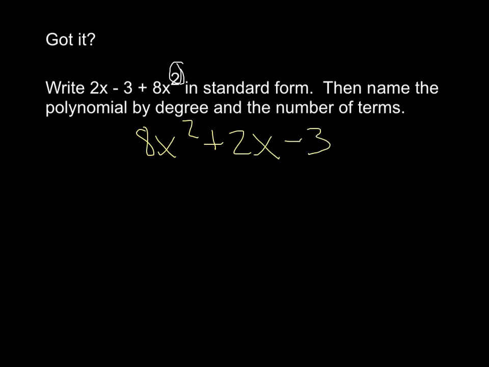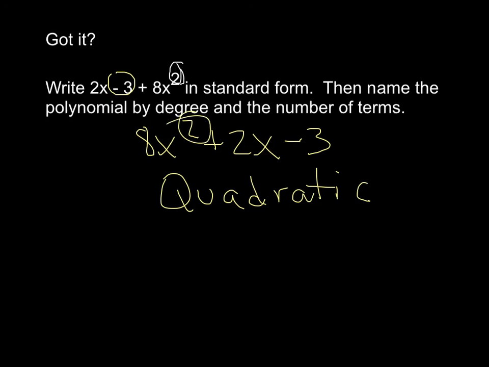Notice that we're always taking the sign that's in front of the term. So the 8x squared had a positive, so it's positive at the front. The 2x was positive, so it's a plus 2x. But the 3 has a negative with it, so it's a minus 3 at the end. And again, this is a quadratic, because it's second degree, and it is a trinomial because it has 3 terms.